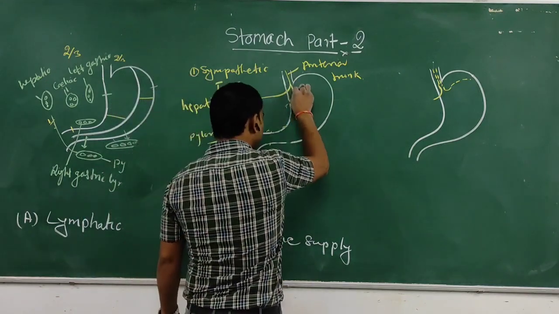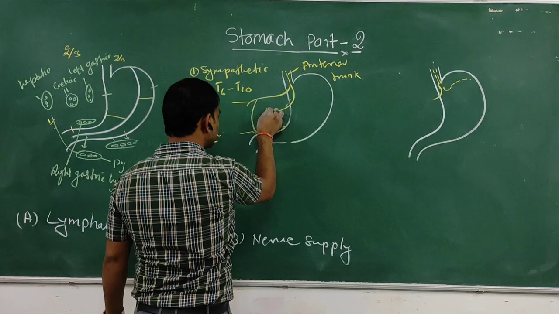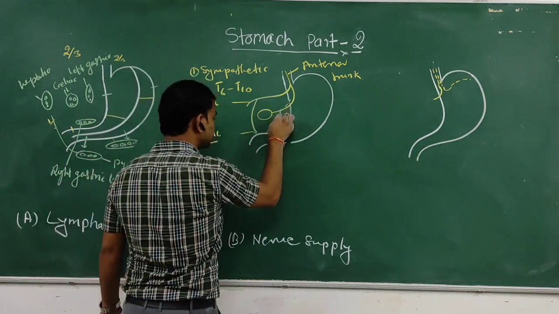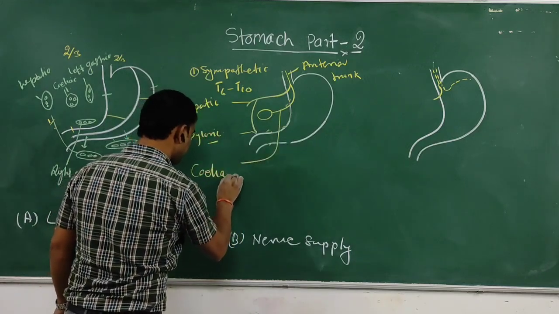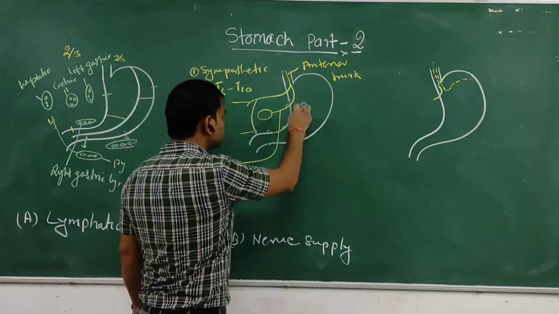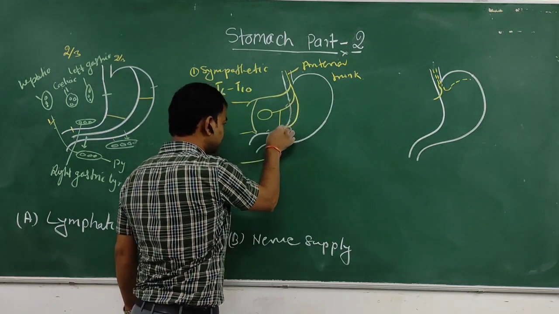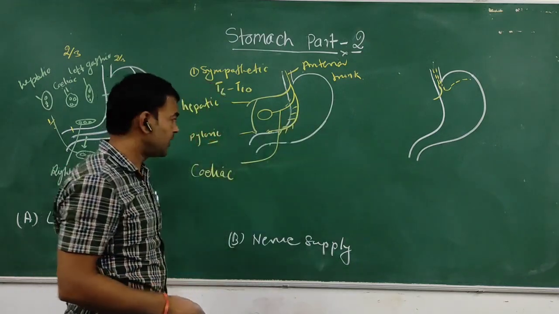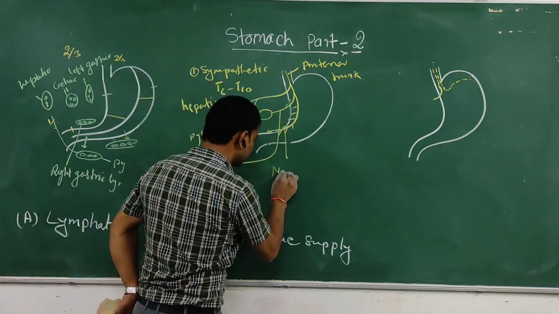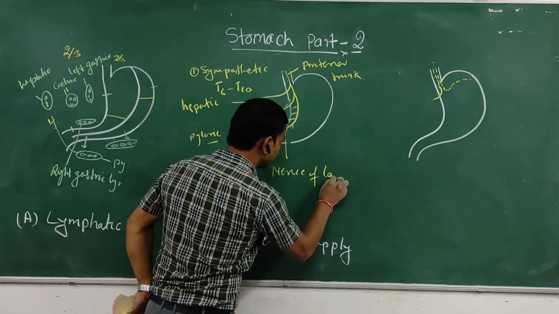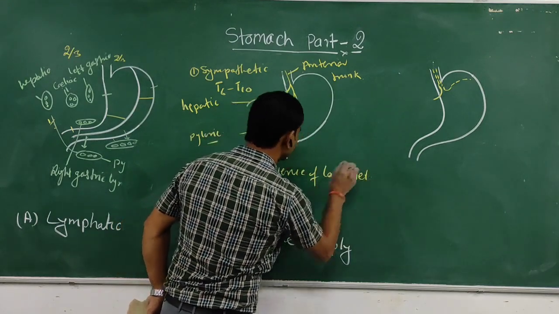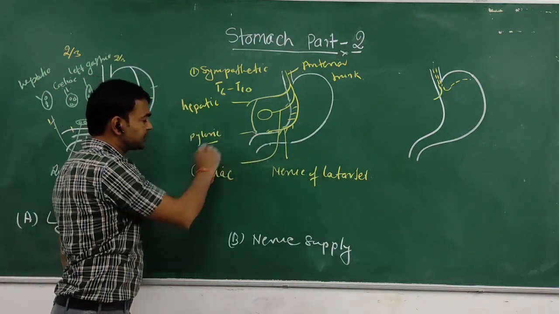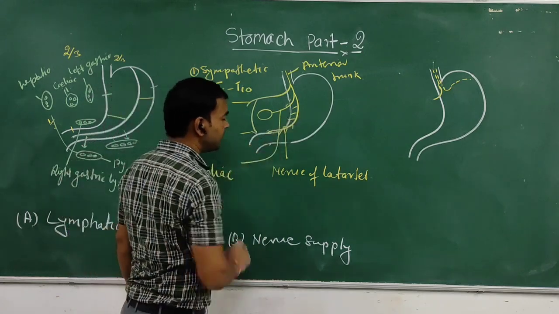Second, it gives a celiac branch toward the celiac trunk. Okay, so this is the celiac branch. Third branch continues as the gastric branch. This is the gastric branch of the anterior trunk, also known as the nerve of Latarjet. So this is the anterior trunk, whose parasympathetic nerve supplies the anterior surface of the stomach.